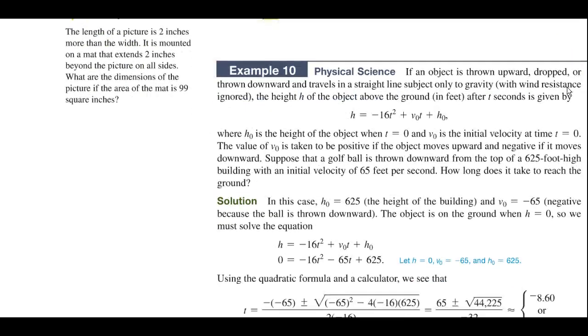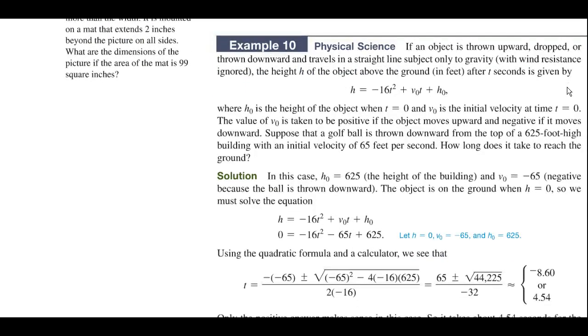All right, going on to another aspect of using the quadratic formula. In physical science, if an object is thrown upward, dropped, or thrown downward, and travels in a straight line, subject only to gravity with wind resistance ignored, the height h of the object above the ground in feet after t seconds is given by this formula.